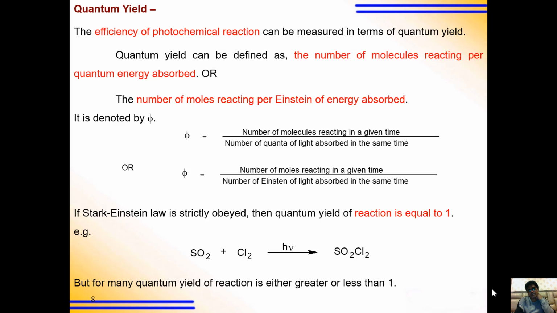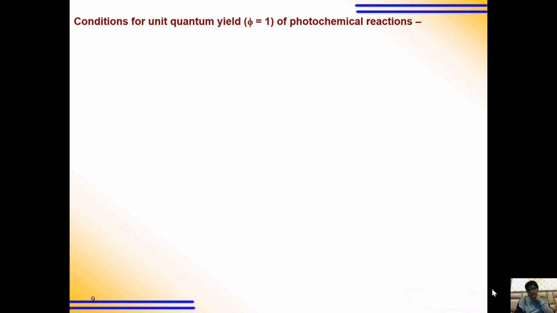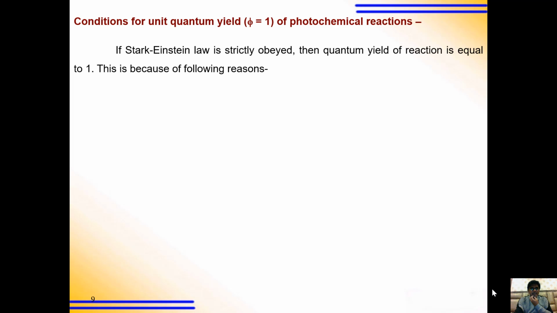But for many reactions, the quantum yield is either greater or less than 1. So the condition for unit quantum yield, that is phi equals 1, of photochemical reactions is that if Stark-Einstein's law is strictly obeyed, then the quantum yield of the reaction is equal to 1.